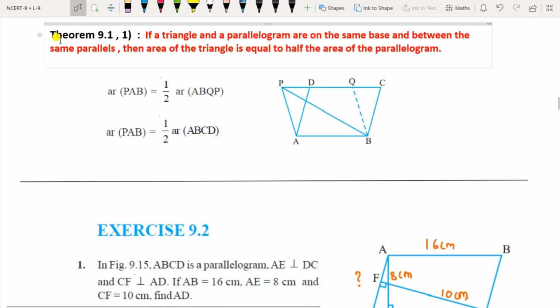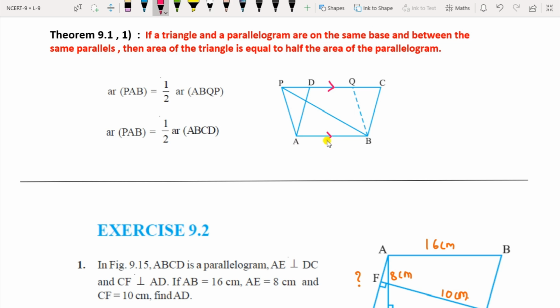Now theorem 9.1 part 1. If a triangle and a parallelogram are on the same base and between the same parallels, then the area of the triangle is equal to half the area of the parallelogram. So if one triangle and one parallelogram are on the same base and between the same parallel lines here, then the area of the triangle will be half the area of that parallelogram.